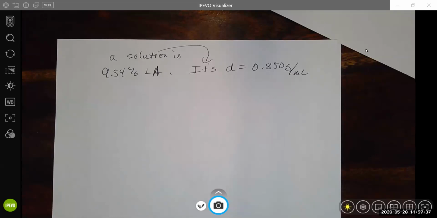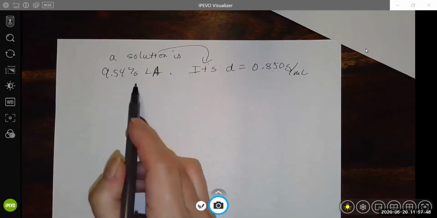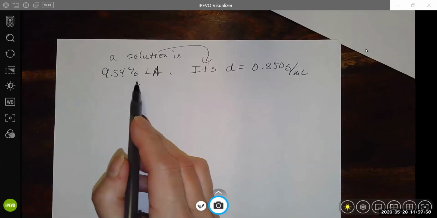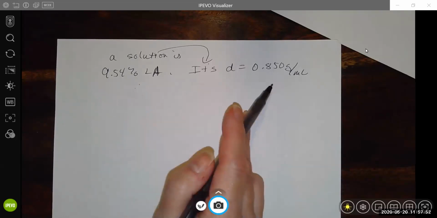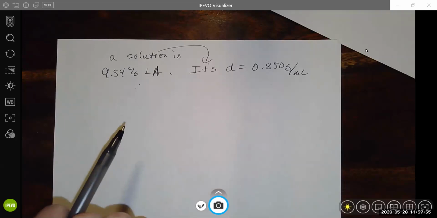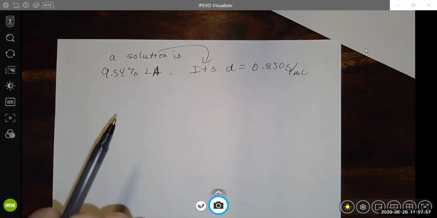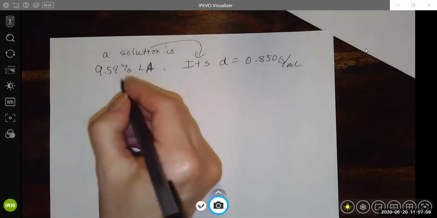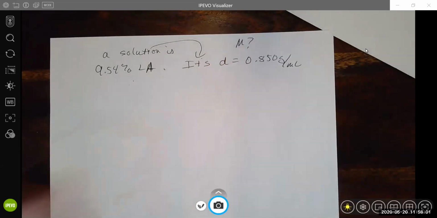So example would be salt water. The density of water is about 1 gram per milliliter. The density of salt water is higher, so you have to make the solution, and the density depends on the concentration. So if I had a different percent of lauryl alcohol, 15%, 5%, it would have a different density. It depends on the concentration. So that has to be given to you. All right, and then the question is, what is the molarity of this solution?